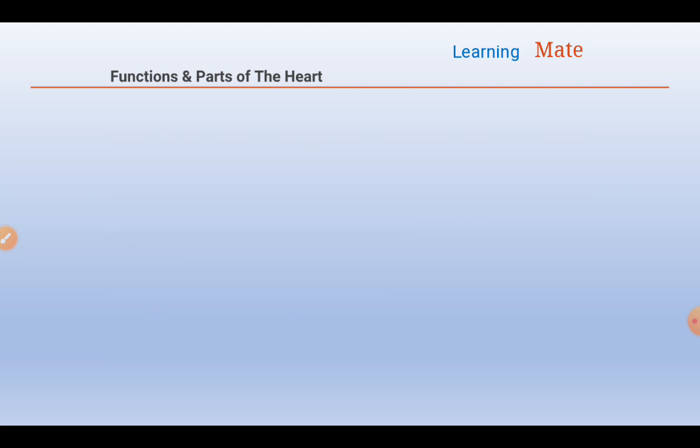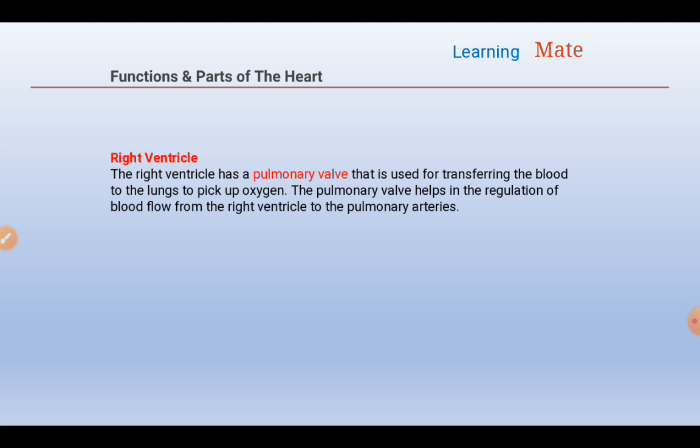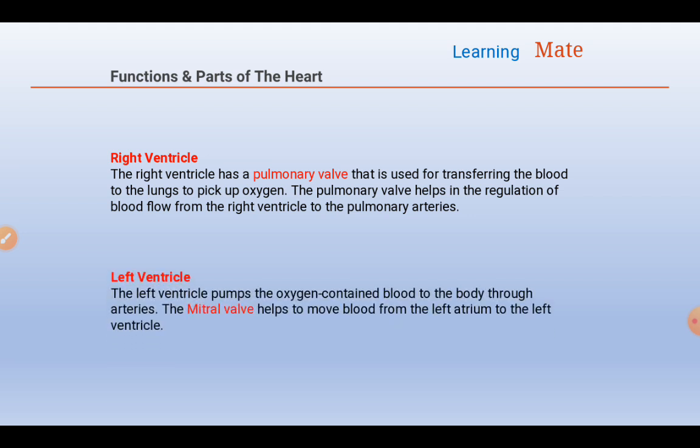Now we have the right ventricle. The right ventricle has a pulmonary valve that is used for transferring the blood to the lungs to pick up oxygen. The pulmonary valve helps in the regulation of blood flow from the right ventricle to the pulmonary arteries. Then the left ventricle pumps the oxygen-containing blood to the body through arteries. The mitral valve helps to move blood from the left atrium to the left ventricle.